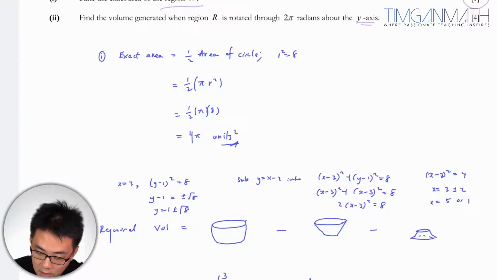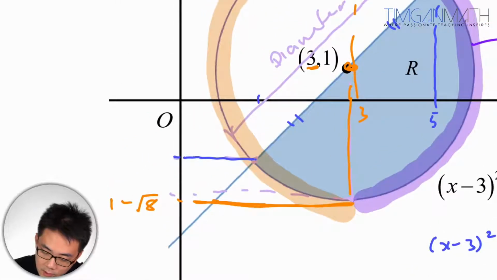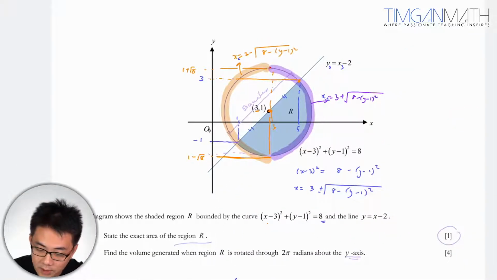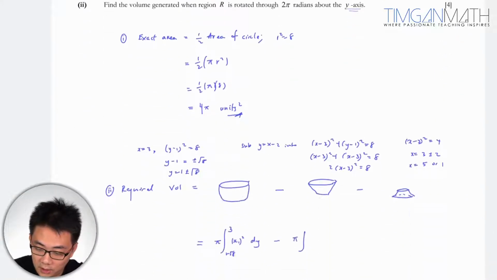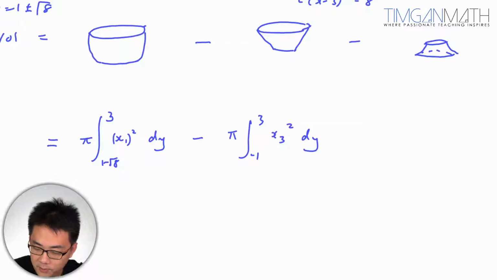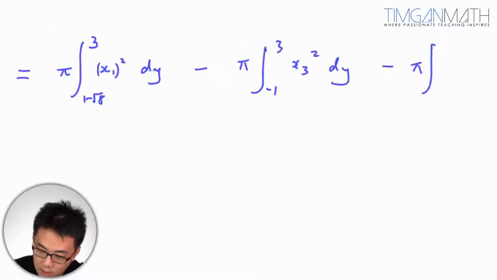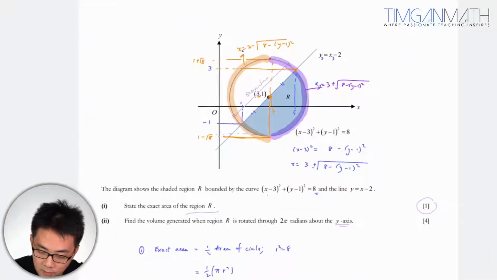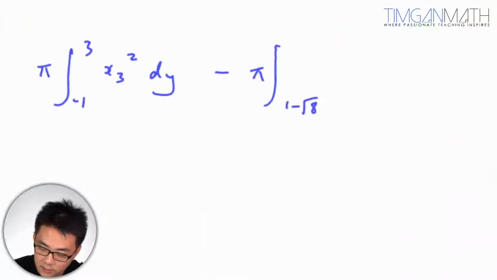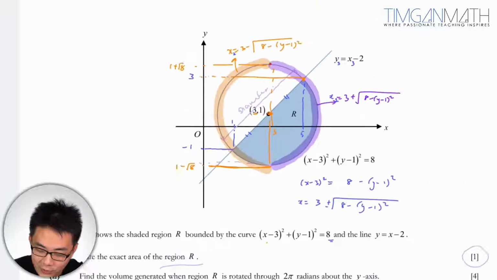In this case, this is 3. What was it just now? 3 and 5. That's 1, right? This is 1. So when this is 1, just replace this in. This will be negative 1. So what we need is negative 1 to 3 for this trapezium looking thing. So from negative 1 to 3, x3 squared dy. Then the last one will be from 1 minus root 8 to negative 1, x2 squared dy. Alright, so that's how you do this part here.